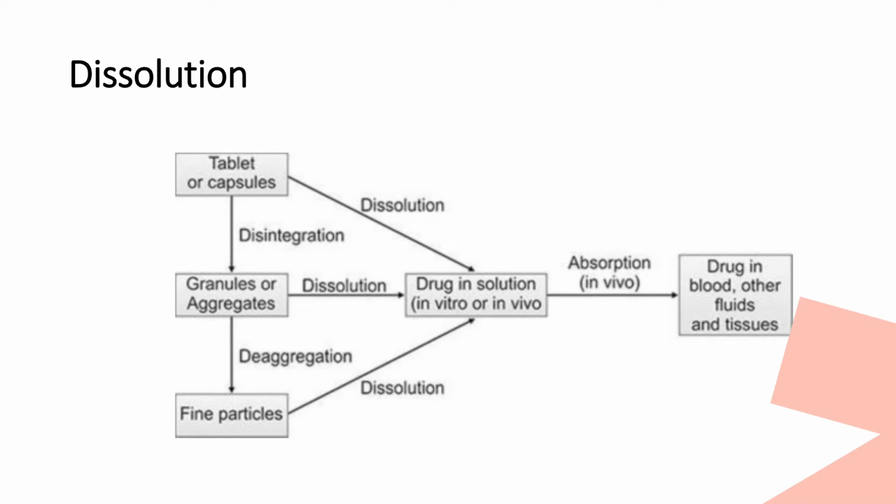So the process is very simple. Both the disintegration and dissolution processes are critical for the absorption of drugs. In the process of disintegration, the breakdown takes place. But in the dissolution process, once it has been broken down, it reaches the solution form, which needs to be absorbed in vivo and reach the systemic circulation.